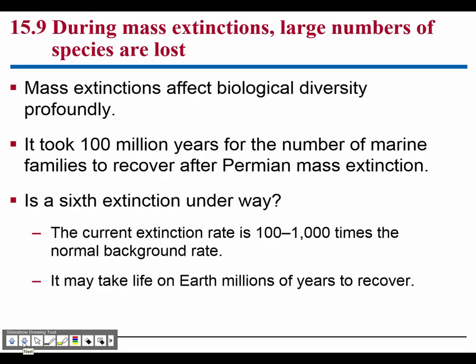So every time there's a mass extinction, that leaves niches and allows for radiation. It took 100 million years for the number of marine families to recover after the Permian mass extinction. 100 million years to get the biodiversity back.